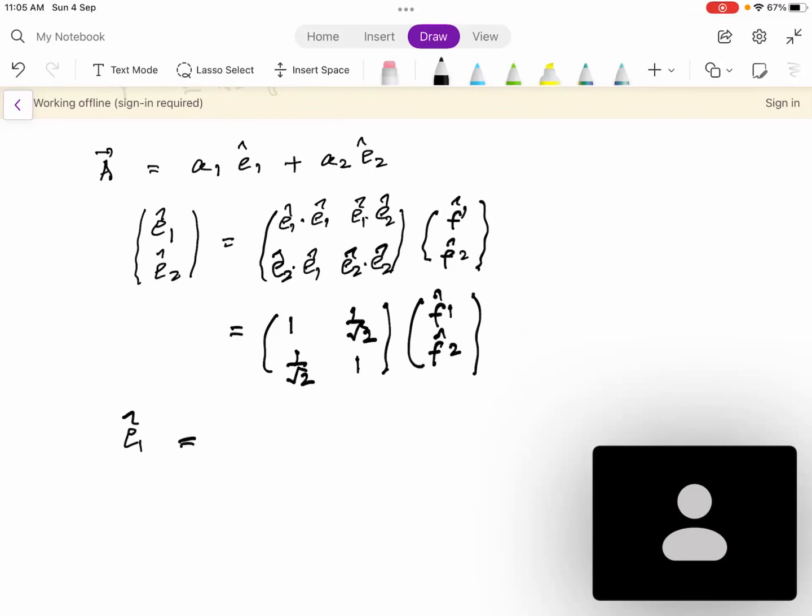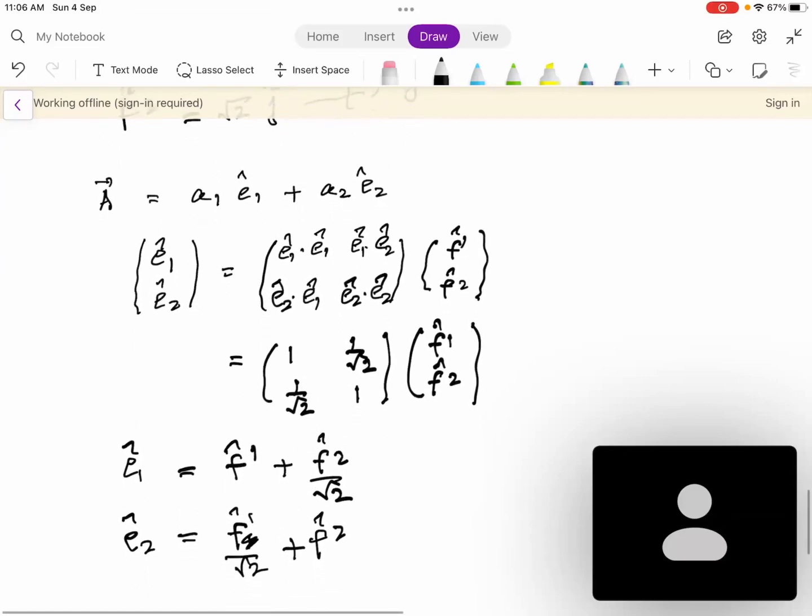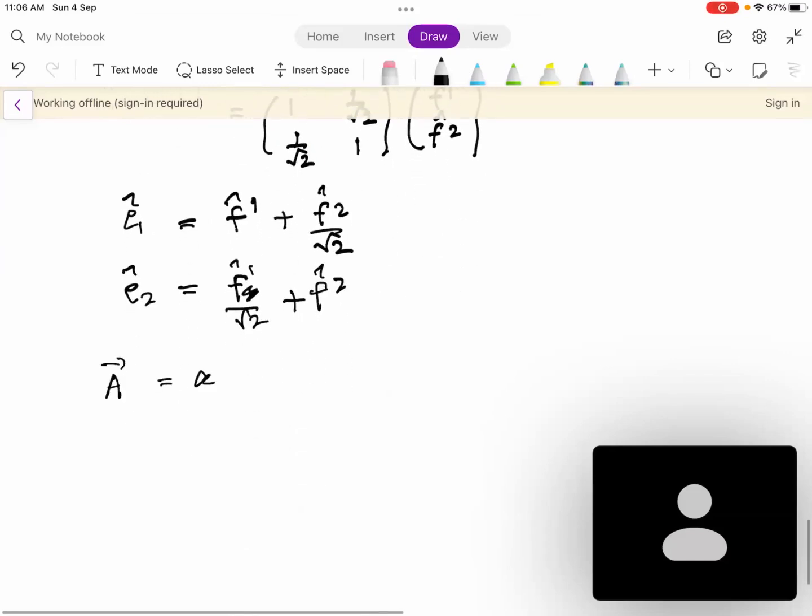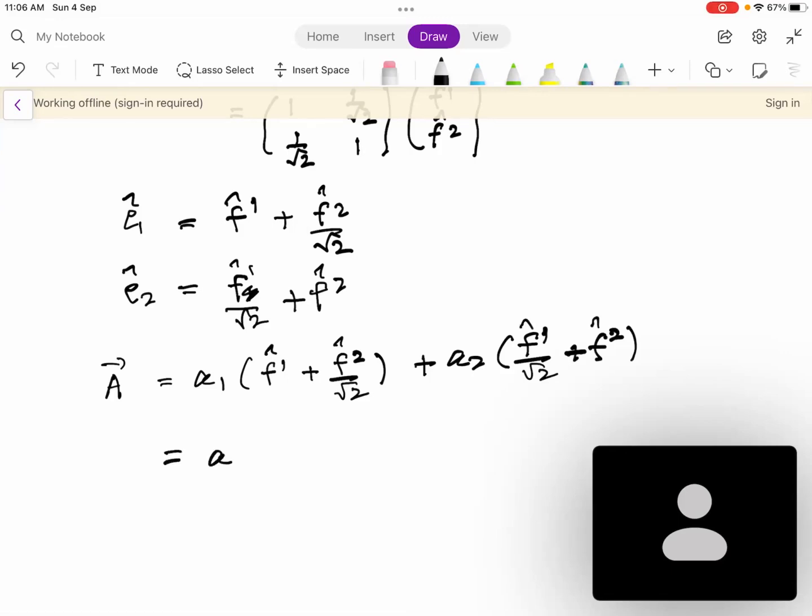So I can say that E1 is equal to F1 plus F2 by root 2, and E2 is equal to F1 by root 2 plus F2. So I can substitute that here and then write this A as A1 into F1 plus F2 by root 2, plus A2 into F1 by root 2 plus F2. So now I can write this as A1 plus A2 by root 2 into F1, plus A1 by root 2 plus A2 into F2.